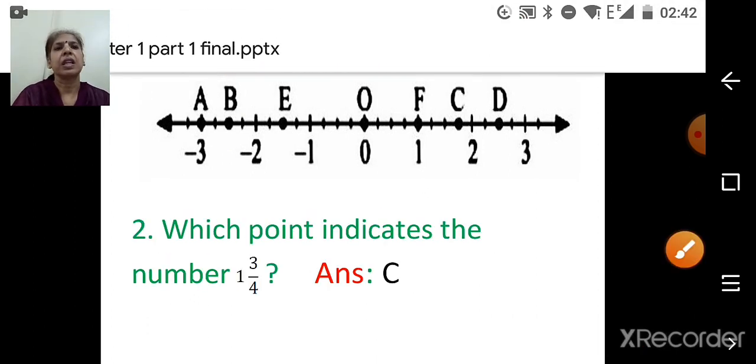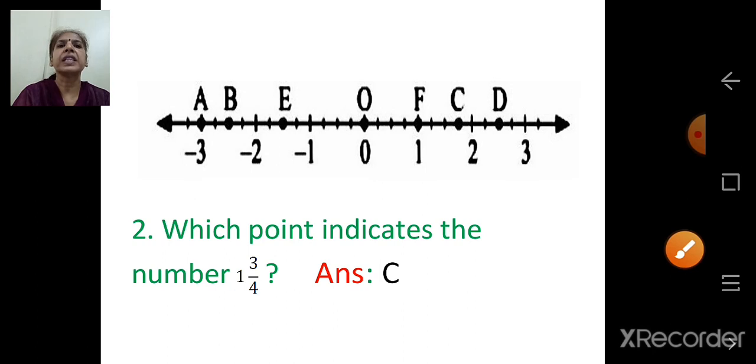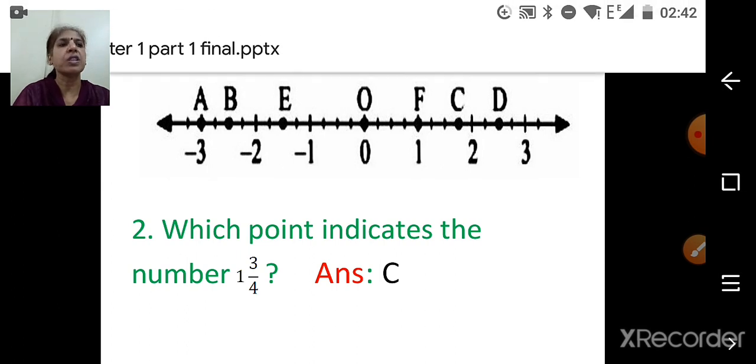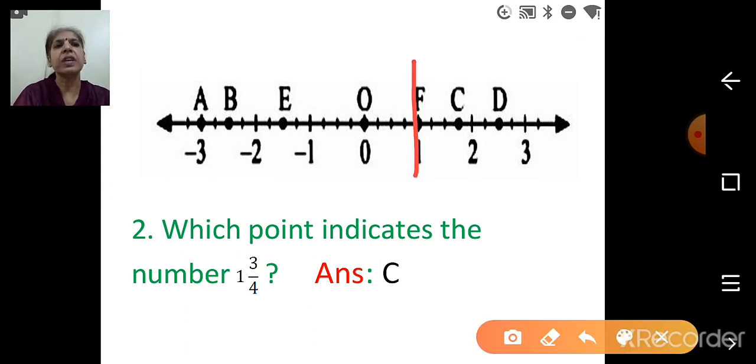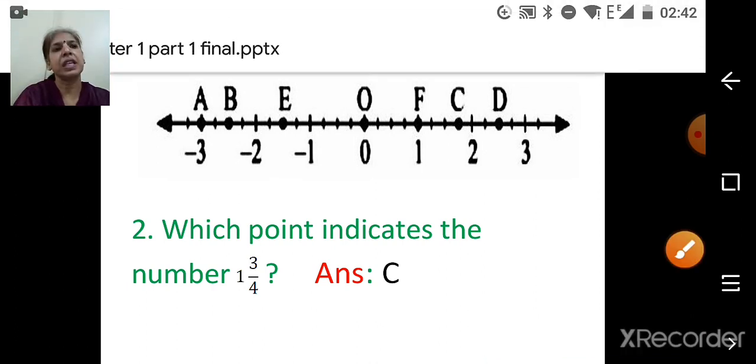Next question. Which point indicates the number 1, 3 upon 4? First, the number 1, 3 upon 4 is nothing but a positive number. So positive side. And it is 1. So this is F, this is your 1. After 1 you have to count 3 upon 4. So the third place: 1, 2, 3. So which point is this? C. Which point indicates the number 1, 3 upon 4? It is point C.